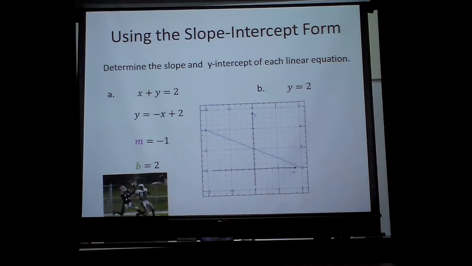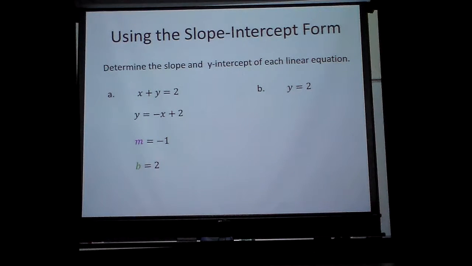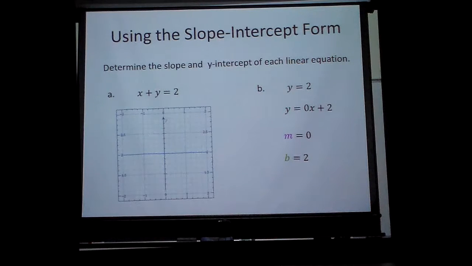So keep going. Now let's look at this y equals 2 now. Well, let's think of this here. If there's no x, it's the same thing as 0x. Right? Rewrite it, the 0x in there. And what is 0x? Okay. Well, the slope of 0 and a y-intercept of 2. And its graph would be like that.